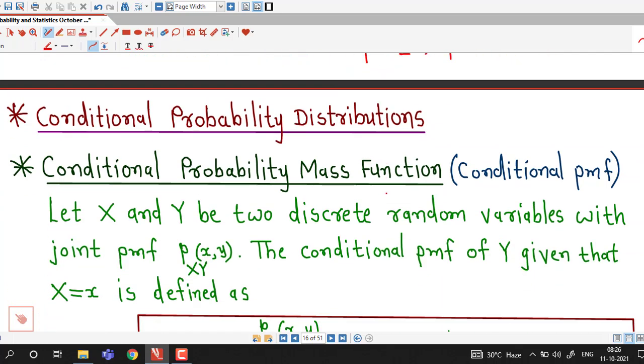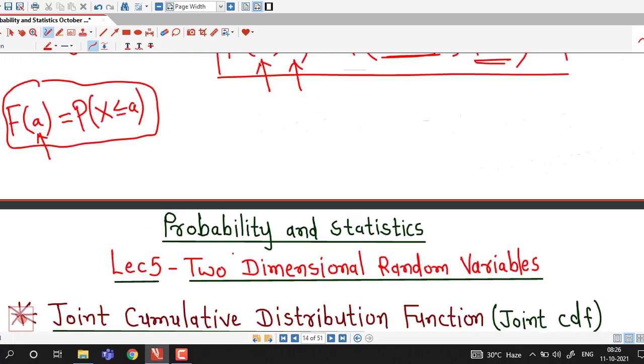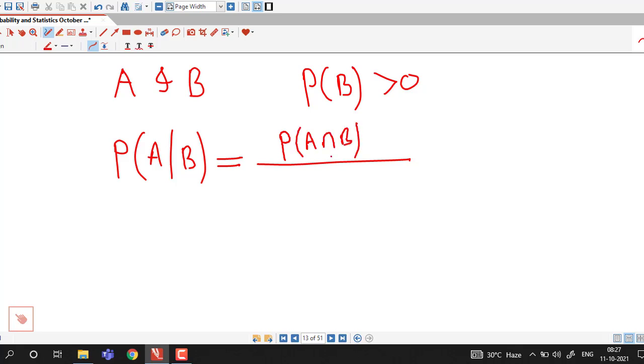Now after this, the next definition is conditional probability mass function. To define conditional probability mass function, we can recall the definition of conditional probability. We know that if A and B are two events, and if probability of B is positive, then probability of event A given that B has occurred is given by probability of intersection of A and B divided by probability of B. So using this definition, we can define the conditional probability mass function.